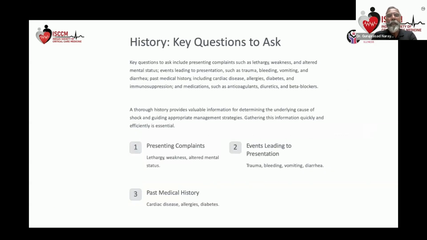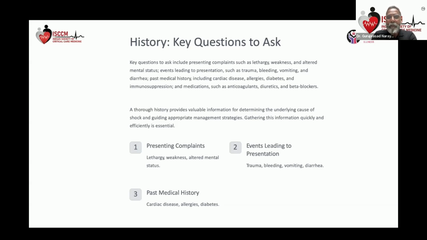And the key question to be asked is, what are the presenting complaints? Commonly, what you see is the patient presents with lethargy, weakness, or altered mental status. These are not specific presenting complaints, but you should always know what was the event leading to it, like whether there was a history of trauma, or the patient was bleeding through his GI system, or the patient had some vomiting and diarrhea.